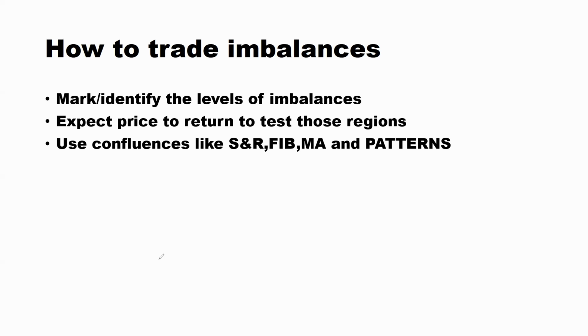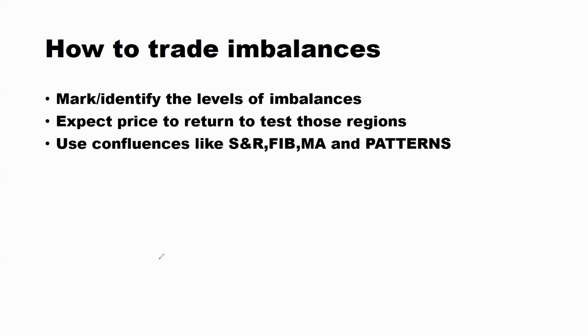Now, you may fail to see that. You'll just be expecting to test that area and it breaks through. So you need to bring in confluence factors like support and resistance, Fibonacci, moving average, and patterns if you're a patterns trader, right? So these are the three steps that you need to take to use the topic of imbalance in your favor, or to use if you want to trade using the idea of imbalances.